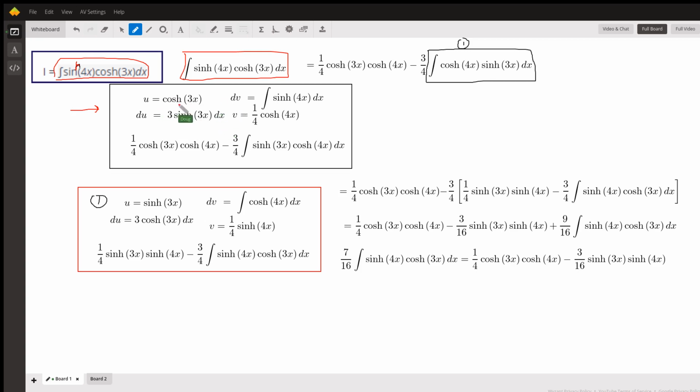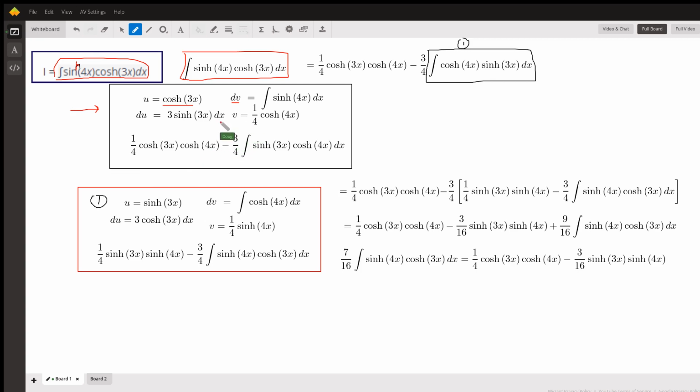And then if u is equal to hyperbolic cosine of 3x, dv is the indefinite integral of everything else, which would be the hyperbolic sine of 4x. So v is 1/4 the hyperbolic cosine of 4x. And then if we apply the integration by parts formula, u times v is 1/4. I'm just going to quit using the word hyperbolic. Cosine of 3x, cosine of 4x, minus v du.